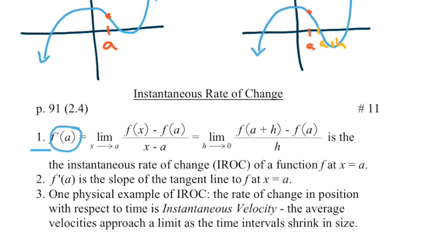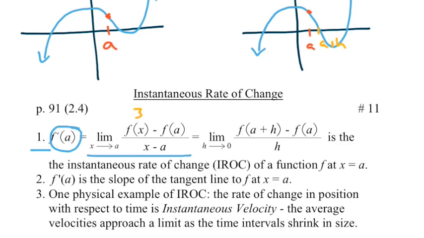So if we look at the first definition, it says the limit as x approaches a of f of x minus f of a all over x minus a. If you want a physical picture or a graphical representation of that, what's happening is we're plugging in different values for x. So let's say x could be 1, and then x is going to be 2, and then x is going to be 3.